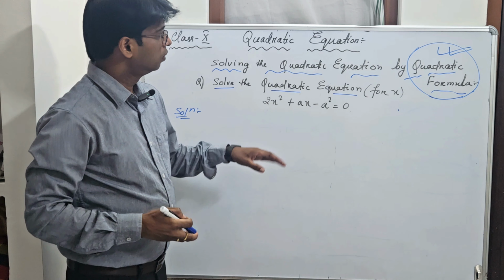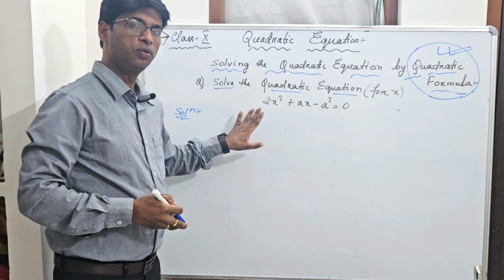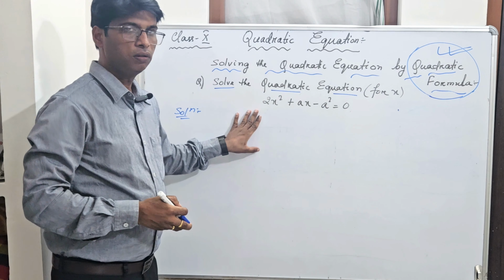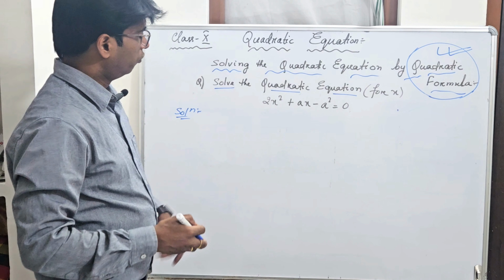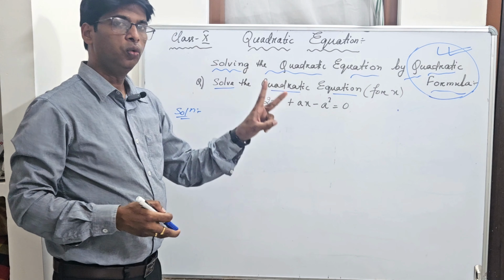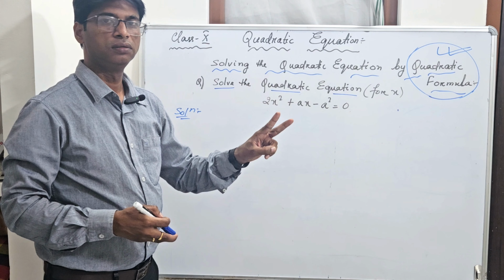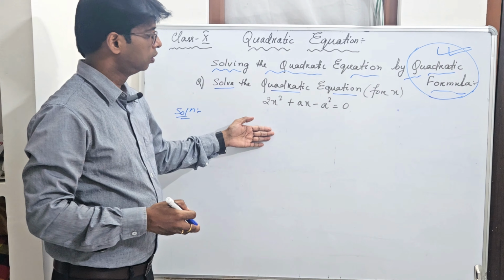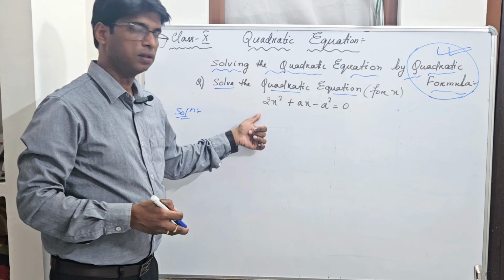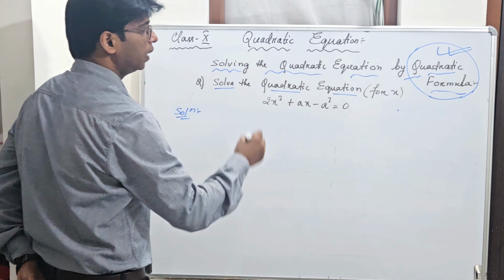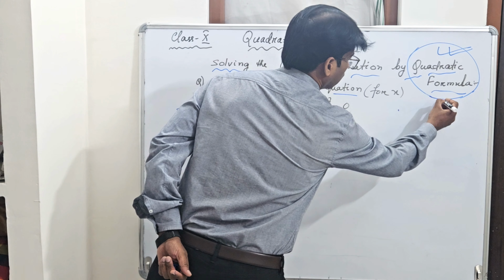So here you see I have already discussed the nature of the roots of this quadratic equation, and I got to know the discriminant is greater than 0. That means the value of x will be two distinct real roots, because whenever discriminant is greater than 0, there will be two distinct real roots for a quadratic equation. So let us see how to solve by using this quadratic formula.